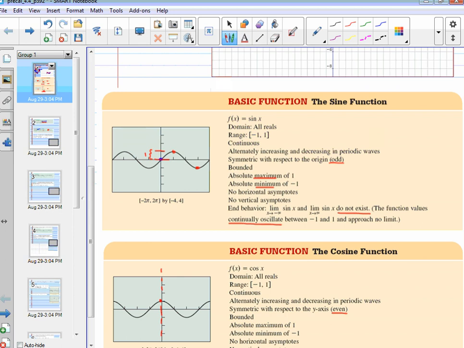The amplitude of a wave is not minimum to maximum. That distance happens to be 2. That's not the amplitude. It's half of that. So the amplitude comes from that number in front. These happen to have 1s. Their amplitude is 1.